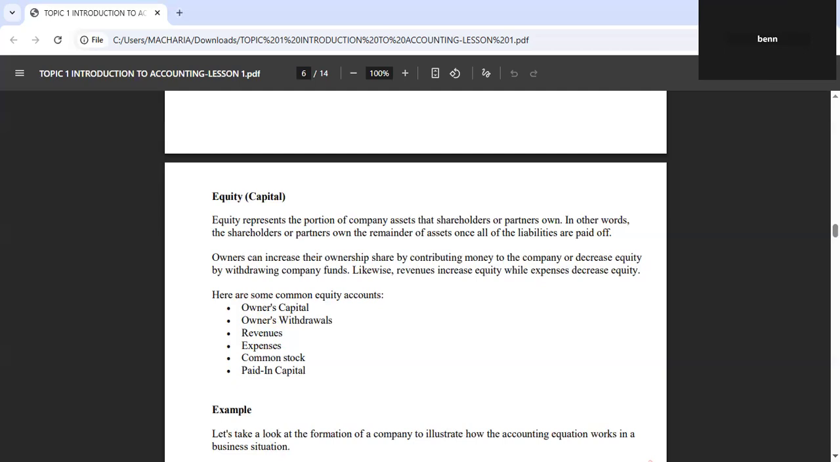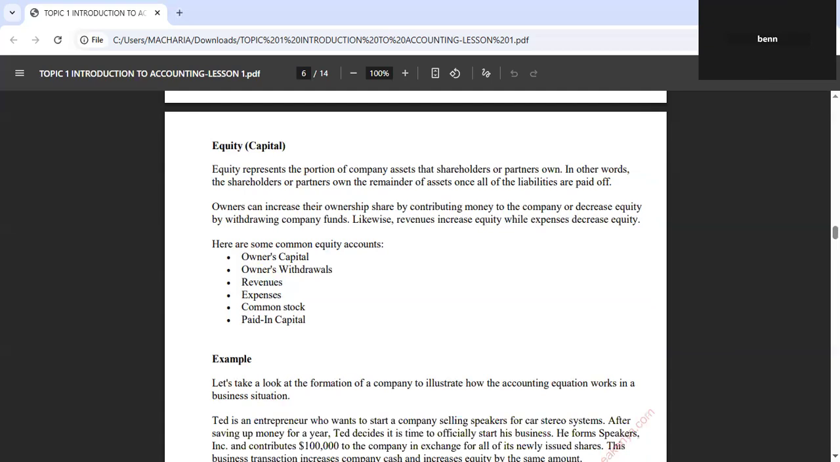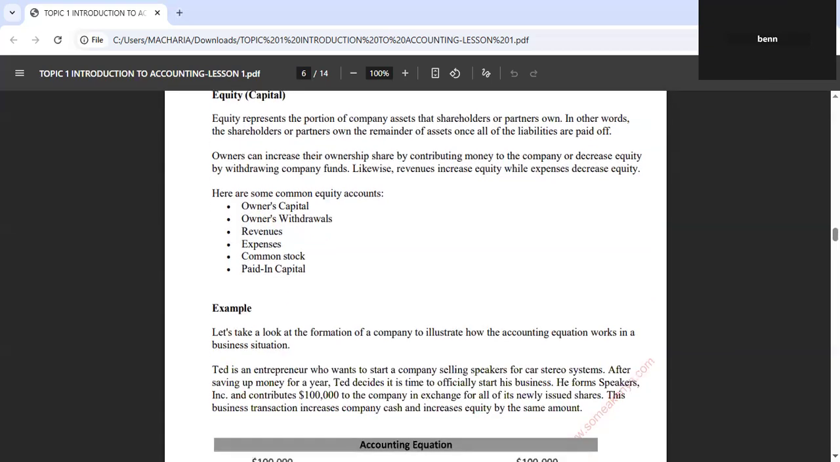Examples of common equity: we have owner's capital, owner's withdrawal, revenues, expenses, common stock, paid in capital. So those are different forms of equity. Now, I told you earlier that in this lesson you'll be having a calculator, and we want to look at an example together.